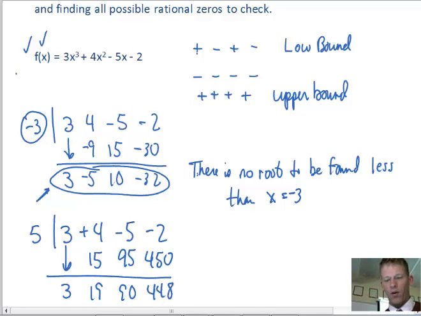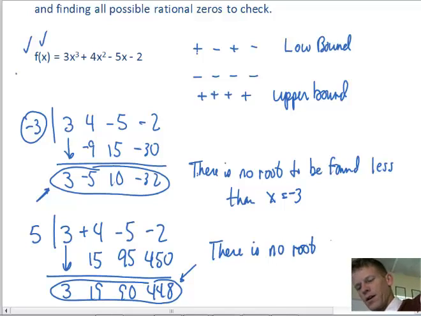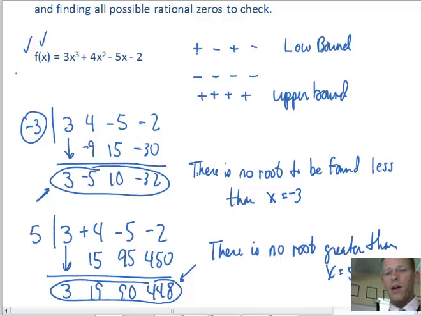As you can see, we have all positive values for our synthetic division. Our remainder is 448. Because we have no alternation of signs, we can conclude that there is no root greater than x equals 5. So this is using the sign test to tell us where our lower bound and our upper bound are.